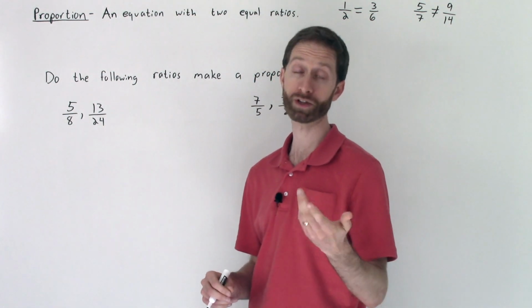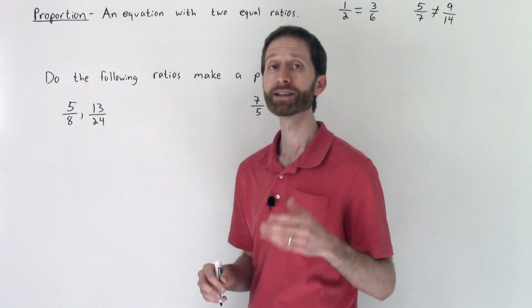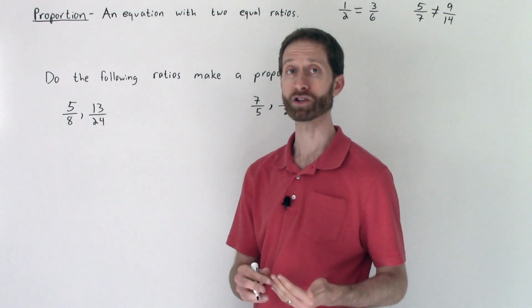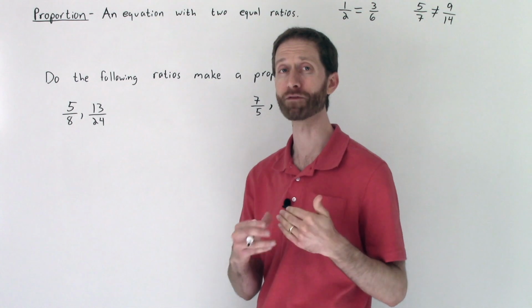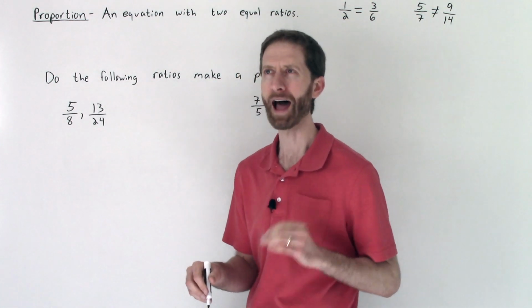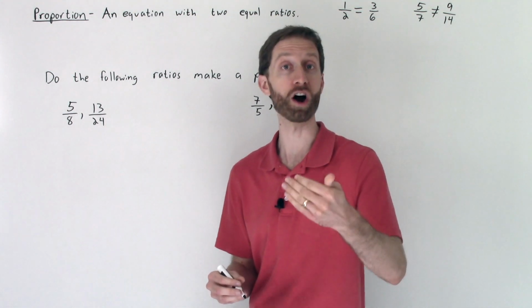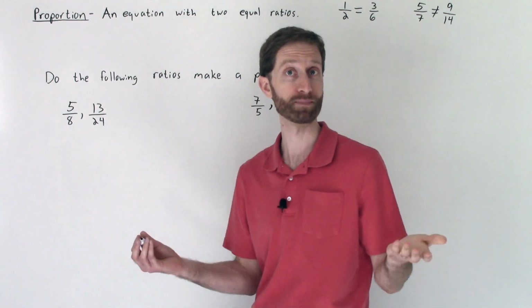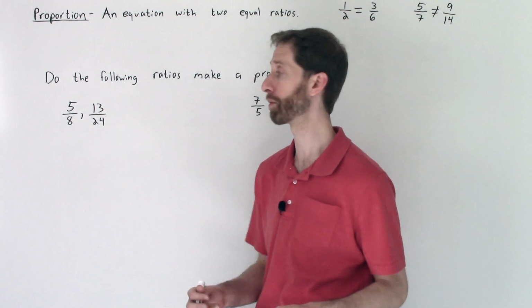To show, or at least one method to show whether or not these make a proportion, is simply to make the fractions have equivalent denominators. That's a very easy method to do, meaning I look at 8 and 24 and say, I can easily make them into the same denominator, and we can see if the fractions are equivalent fractions. If they are, then we have a proportion. If they're not, then we don't have a proportion.